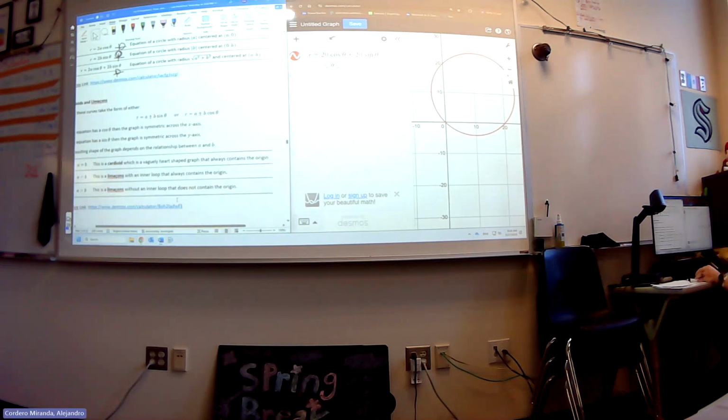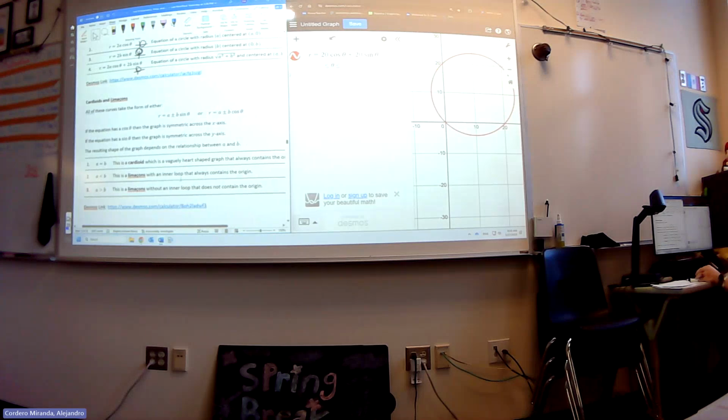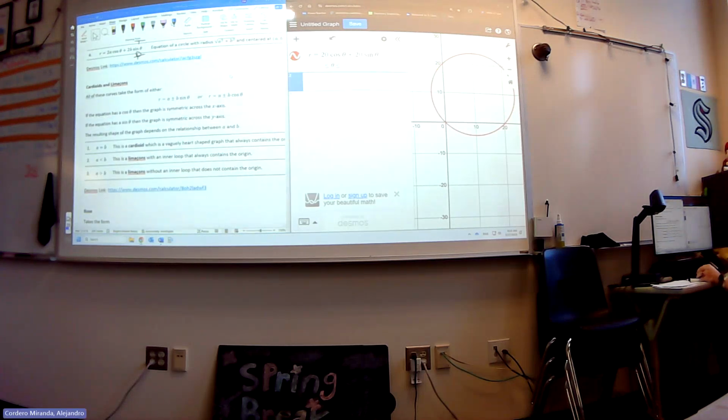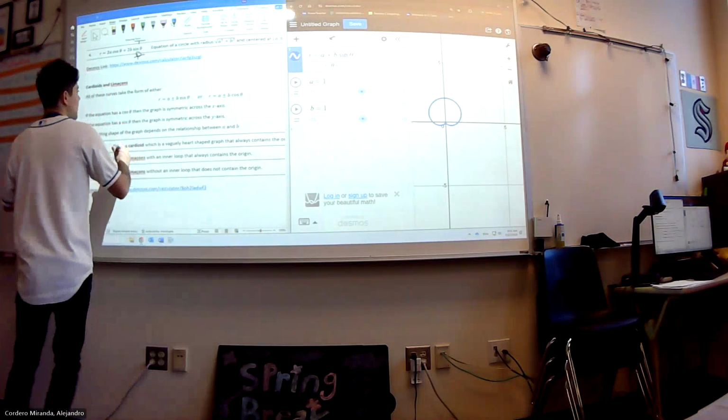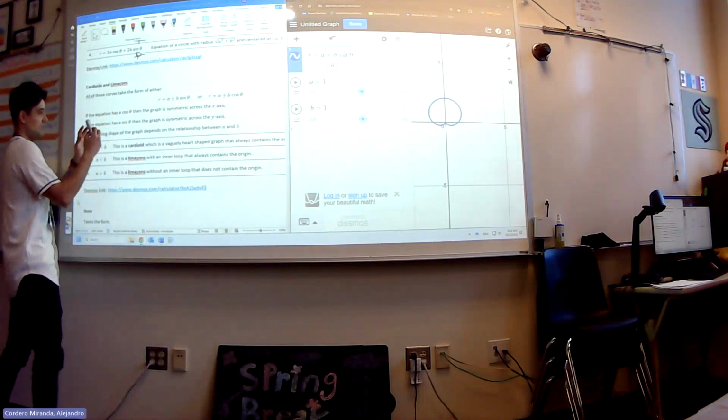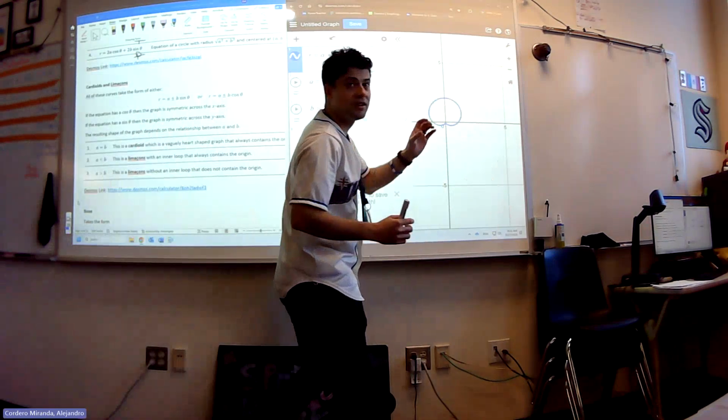Then cardioids, and I don't know how to say that word. That looks French. But okay, let's get rid of this. Okay, r equals a plus or minus, well, let's do plus for now, b sine of theta. And then let's make little sliders. It says if a is b, then it's a cardioid, which is a vaguely heart-shaped graph. Or if it was cosine, then it'd be sideways.